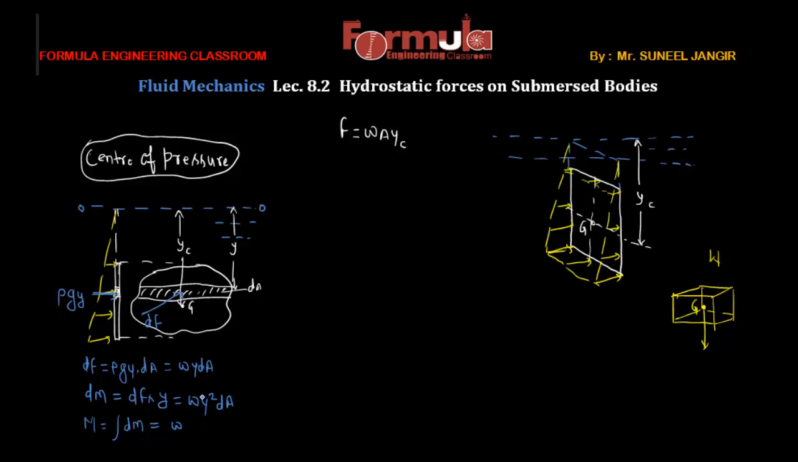Now this y square is also variable because the strip distance from the free surface is different. dA is also variable, so we can write here that it is integral y square dA. Okay, so in this case this is the total moment. Now this particular term, integral y square dA, is termed as the second moment of area, and it is also defined as moment of inertia.